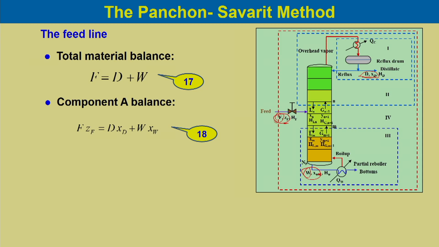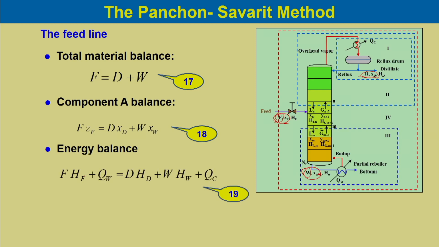So, this is the component balance, and the energy balance we can write: F HF, because the enthalpy of the feed is HF, plus QW, which is the heat given to the reboiler, would be equal to D HD over here plus W HW, that is here, and the heat which is taken off is QC over here.